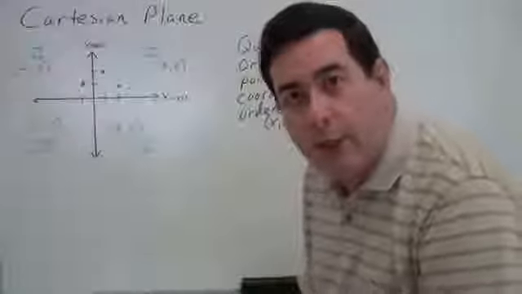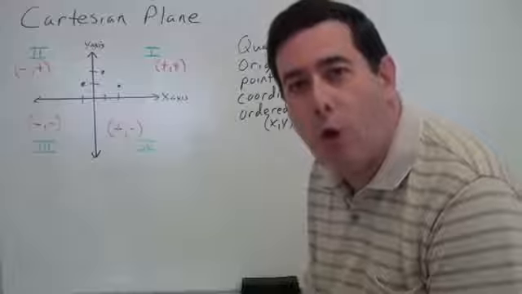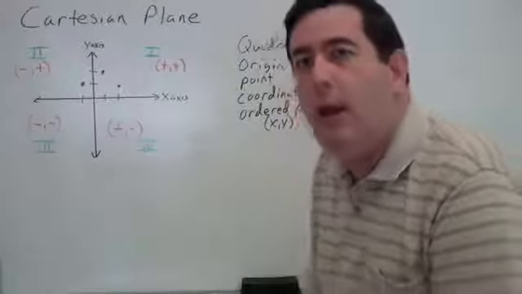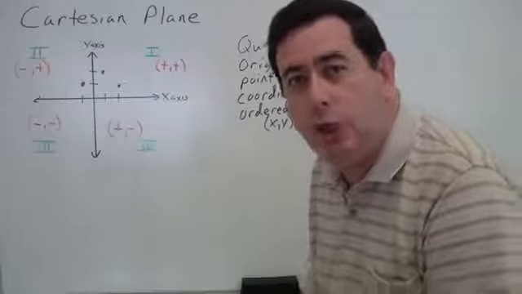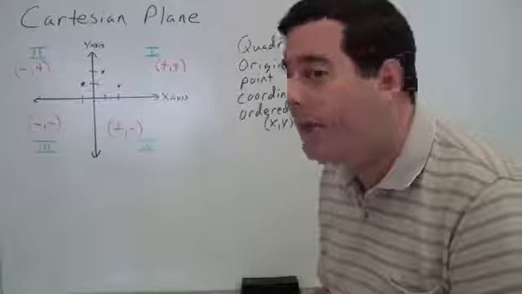Let's talk about the Cartesian plane. Later in the semester, we'll be using it to draw pictures that represent solutions to various problems. The Cartesian plane is just two number lines that are joined together at a right angle to each other.